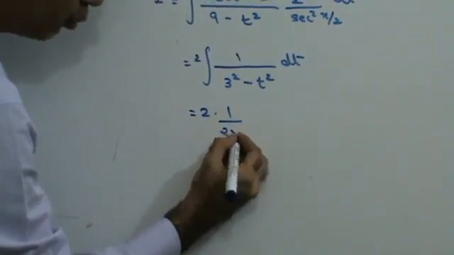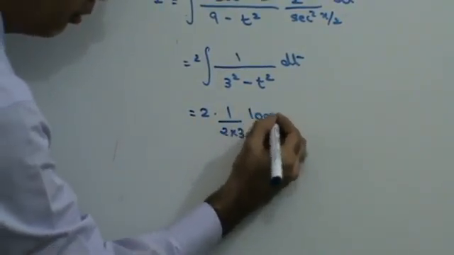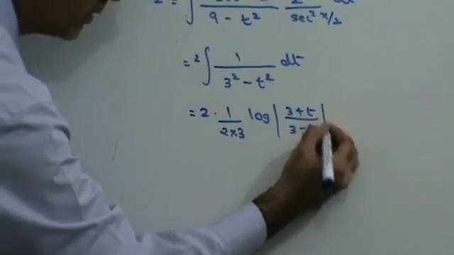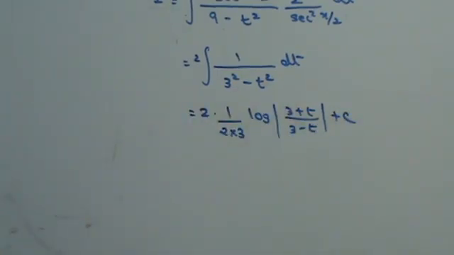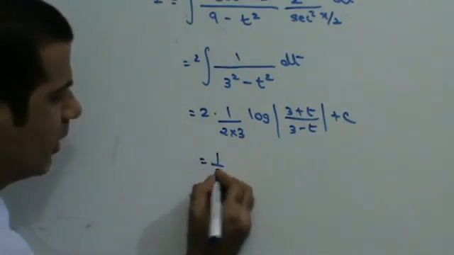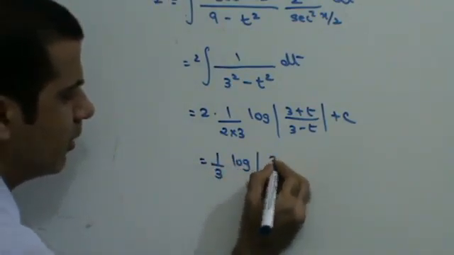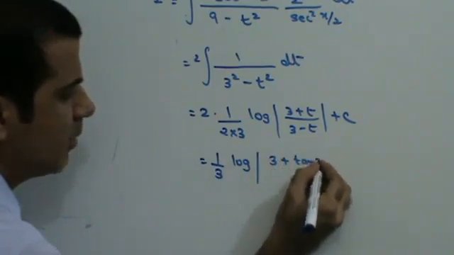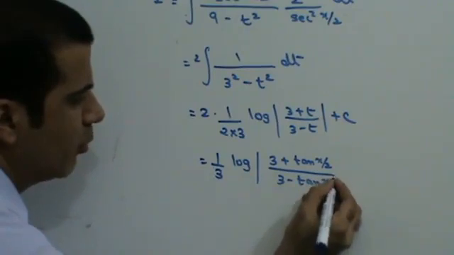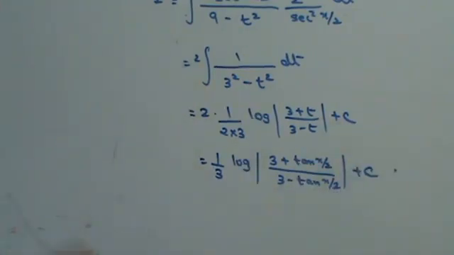If I use that formula here, 2 as it is, 1 upon 2a log mod (3 plus t) upon (3 minus t) plus c. So in which case you will get this answer as 1 upon 3 log mod (3 plus tan x by 2) upon (3 minus tan x by 2) plus c. That's the answer. Next, let's see the next one, guys.